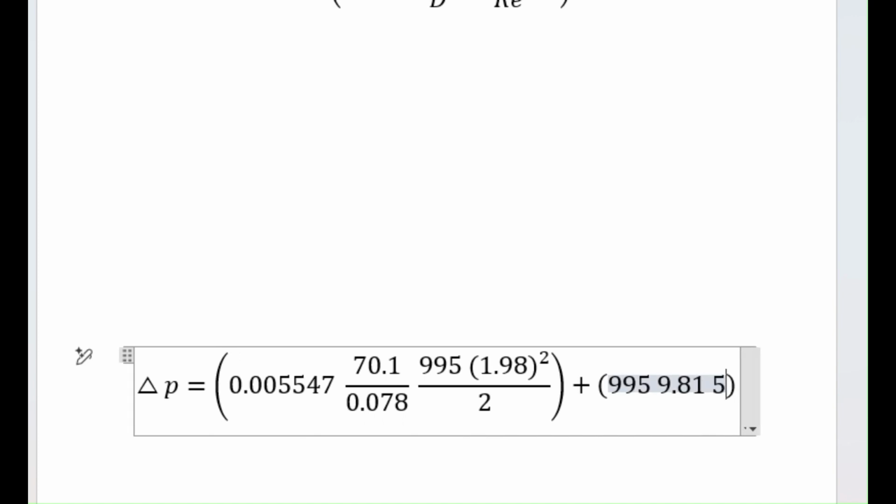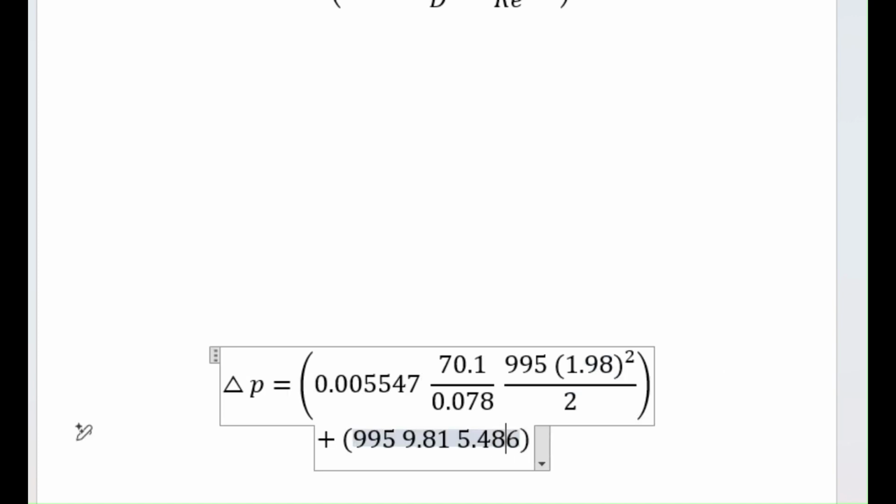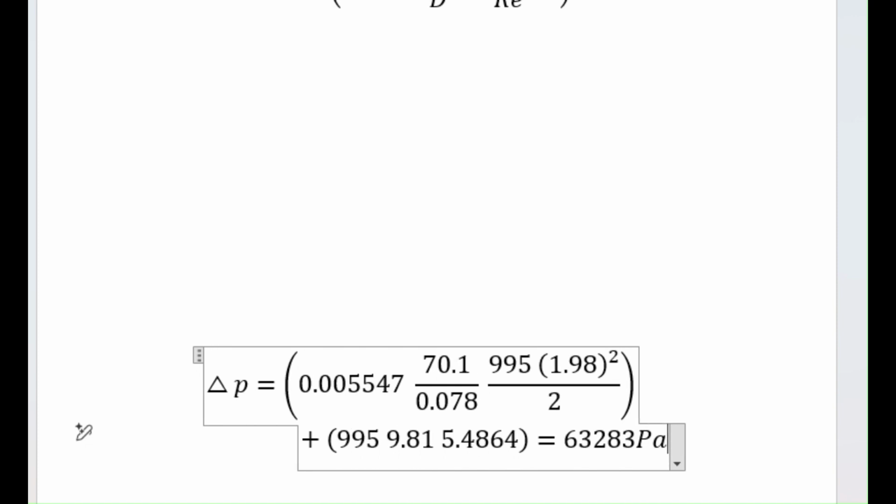And that's like 5.4864 meters. And all this would give you somewhere around 63,283 Pascal. Now the Pascal you could convert to pounds, and I think it's like around 9 pounds. So you need like a pressure drop of 9 pounds. So that's basically what you are expecting in terms of the pressure drop.